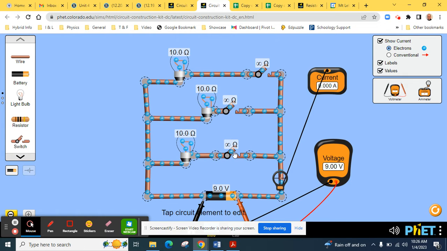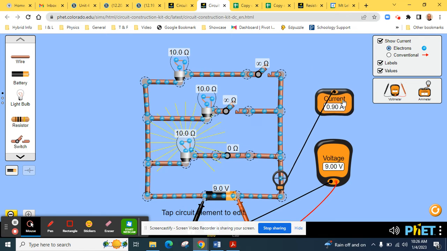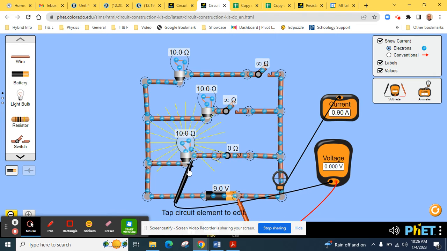It's not going to be the current through each one of these branches. It's going to be the total current. What I'm going to do is just close one of these switches. You see that bulb lights up. We have a current of 0.9 amps and a voltage of 9 volts. And that kind of makes sense because we could say, again, the current equals the voltage, 9 volts, divided by the resistance, 10 ohms. So we have a 0.9 amp current.